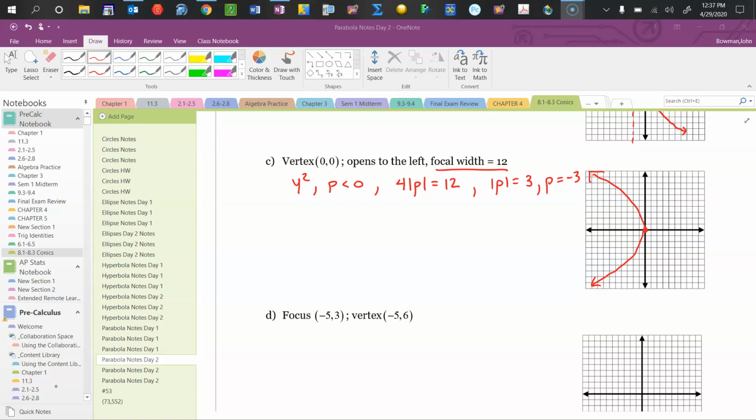So here's where we're at with this problem. We know that the y term is squared, and the vertex gives us y minus 0 quantity squared is equal to 4 times p. P is -3, so 4 times p is going to be -12 times x minus 0, and that would be written as y squared is equal to -12x.